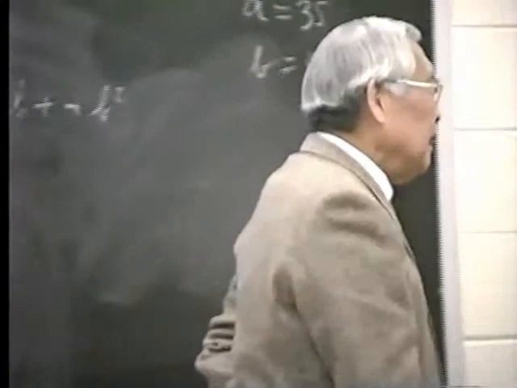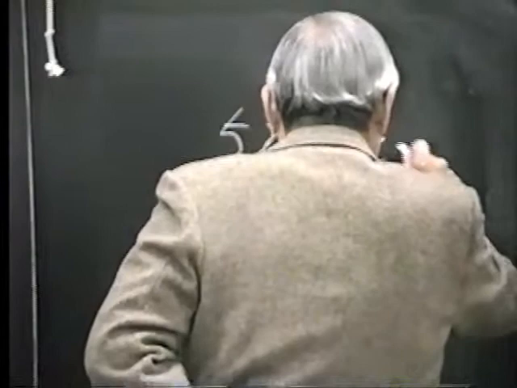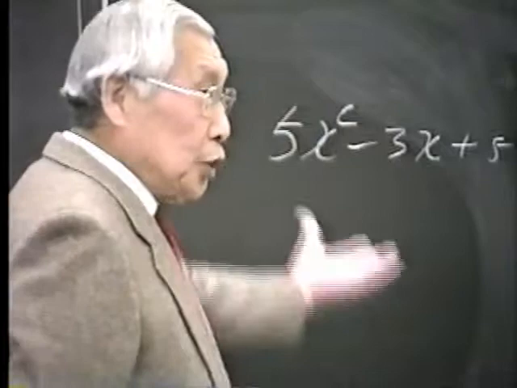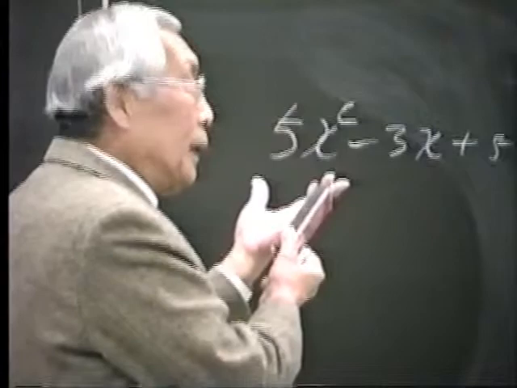This is not an equation. What do you mean by equation? An equation says x squared minus 3x plus 5 equals 0. This is an equation, because in general, this is not true. It is true only for a particular value of x. Therefore, when you see an equation, you have to solve the equation. The identity, there's nothing to solve.